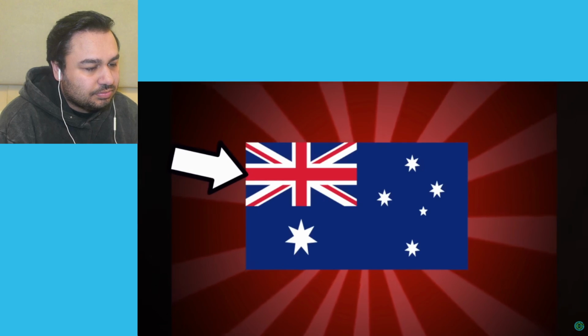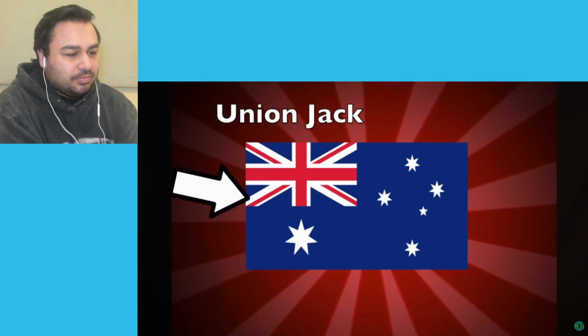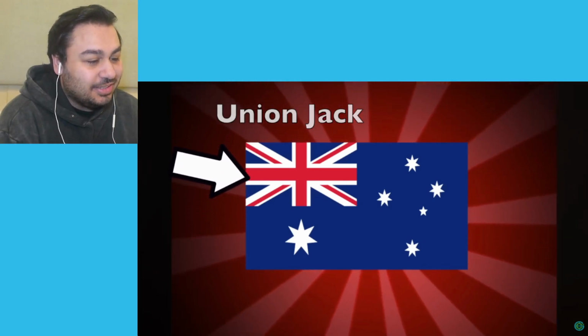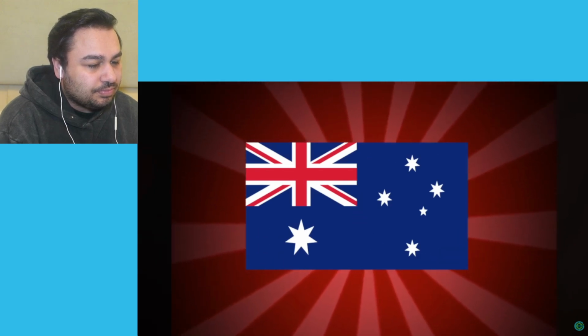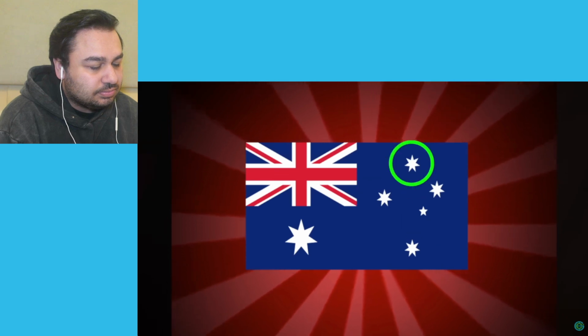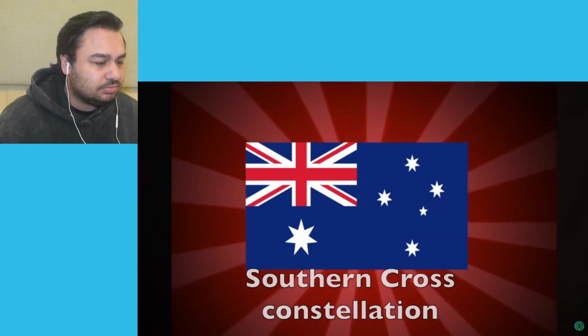The Australian flag has a blue field with a Union Jack on the upper hoist corner to represent that it was a former colony and a current Commonwealth of the United Kingdom, with a large star under it representing the Commonwealth, and the 5 stars on the right, the Alpha, Beta, Gamma, Delta, Epsilon, Crucis, to the right representing the Southern Cross constellation.